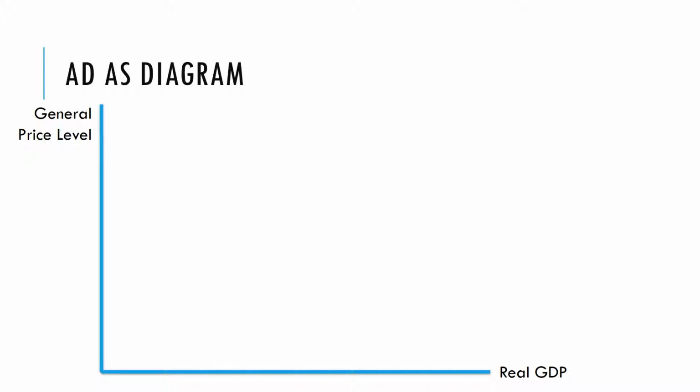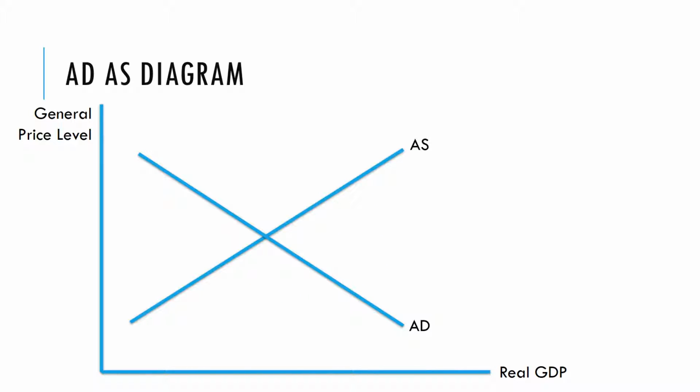What we do now is we put the two together in what's known as an aggregate demand, aggregate supply diagram, or ADS diagram for short. So on our axes, we can plot both aggregate demand and aggregate supply, and then we can really use this as a model to show what might be the effect of changes in the economy on various factors.